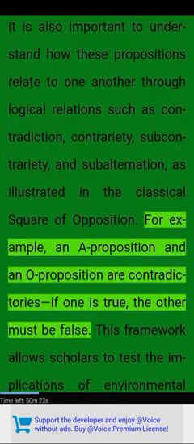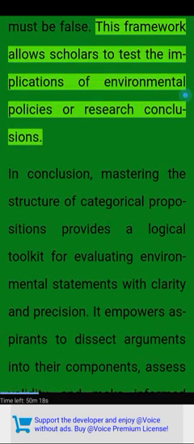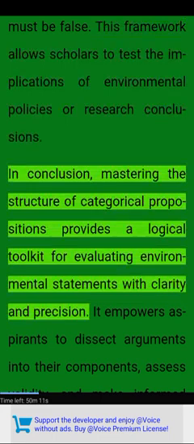For example, an A proposition and an O proposition are contradictories. If one is true, the other must be false. This framework allows scholars to test the implications of environmental policies or research conclusions. In conclusion, mastering the structure of categorical propositions provides a logical toolkit for evaluating environmental statements with clarity and precision.